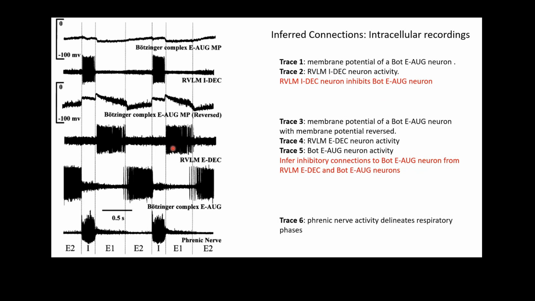And down here, we can do the same kind of thing and look at what's happening to the membrane potential. When we look at an EDEC, there's a decrementing effect of it here. And what about the Bötzinger complex E augmenting neuron, another one of its fellows here? When does it occur? And look, the firing corresponds very well with what's changing in the membrane potential here. And so we can infer the inhibitory connections to that Bötzinger E augmenting neuron for both the EDEC and its fellow E augmenting neurons. So there are inhibitory interconnections between these inhibitory neuron populations.